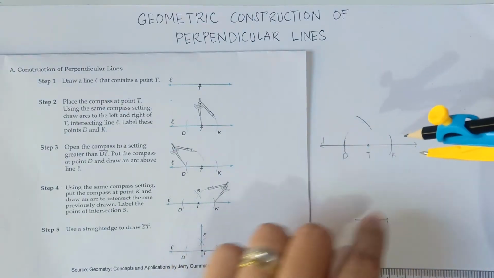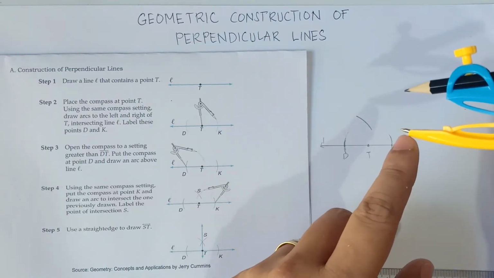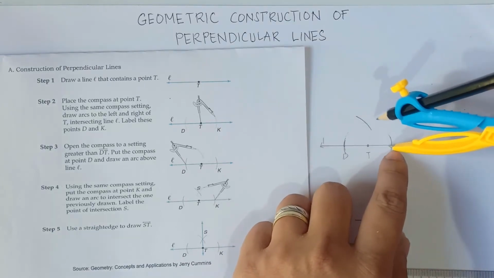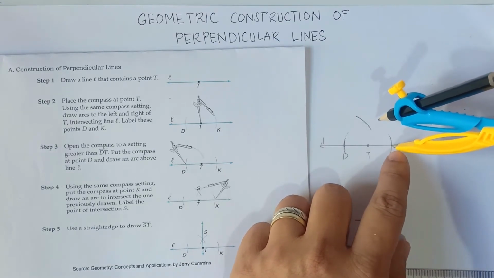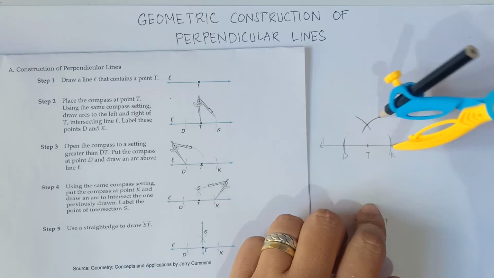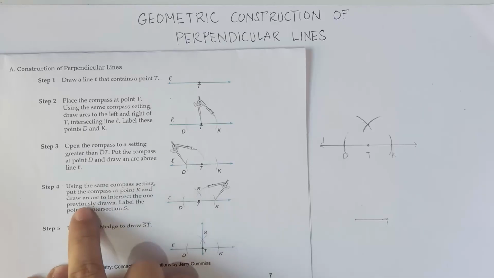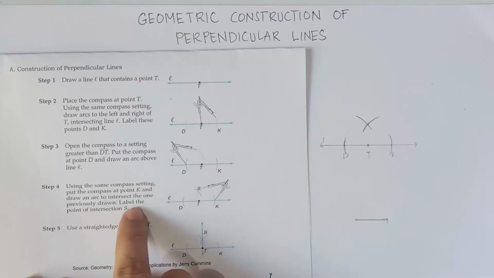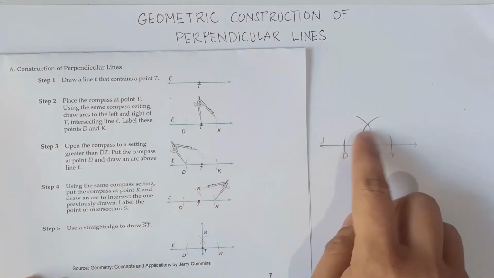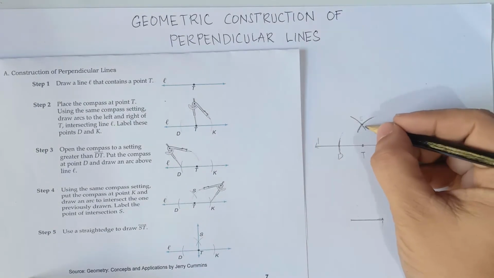Alright, and then same thing on this point K. Just rotate your compass, class. You align the center part of your compass at point K, and then you draw an arc on the top. Alright, and we label this one as point S. So using the same compass setting, put the compass at point K and draw an arc that intersects the one previously drawn. Label this point of intersection S. So this is point S. This one right here, this is point S.